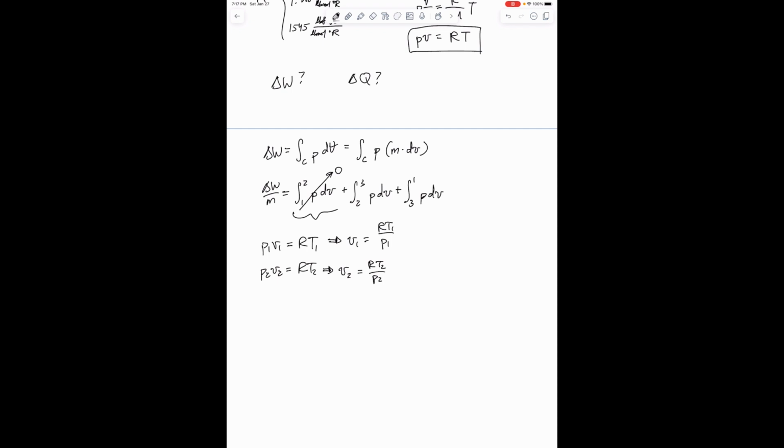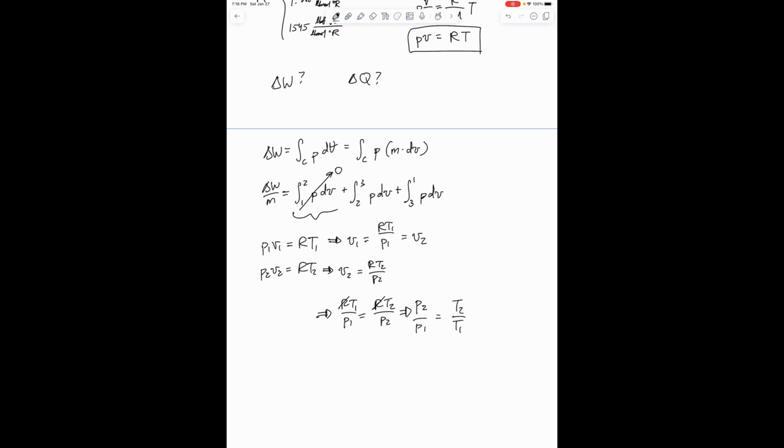Basically, the idea is that because it's an isometric process, the specific volume at state 1 is the same as state 2. I can substitute these two equations with each other, and get some kind of relationship between the two. The same gas constant, so this will cancel out. I get the following relationship.